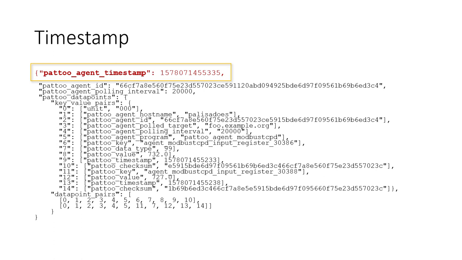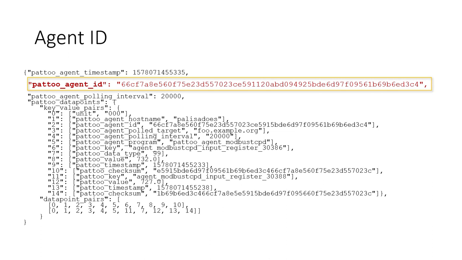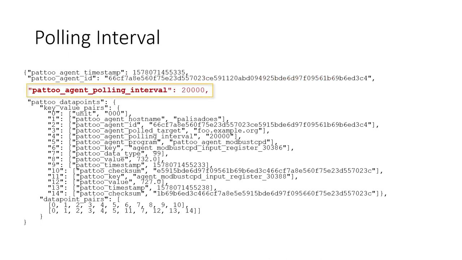Now, let's continue and take a look at some of the other information that's there. The next piece of information is the Pattoo agent ID. This is a uniquely generated ID by the agent. The ID is stored by the agent on the local hard drive, and then from there it is sent to the central API server. The next thing that is also sent is the polling interval. This polling interval is a value in milliseconds. In this particular case, you can see that the agent has been polling data from its various targets and data points every 20 seconds.